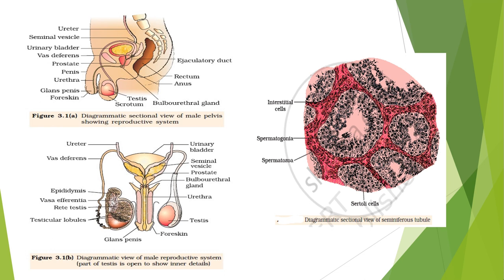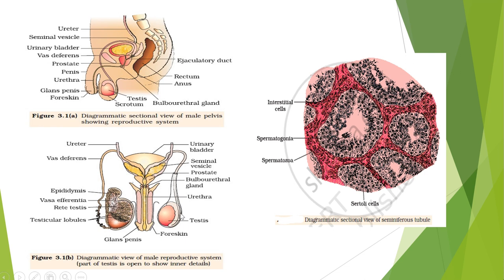Now if we talk about the male accessory glands, which glands are there? They include a pair of seminal vesicles, a prostate, and a pair of bulbourethral glands. How many glands are there? First is the pair of seminal vesicles, then a prostate gland, and a pair of bulbourethral glands. The secretions of these glands are collectively called the seminal plasma.